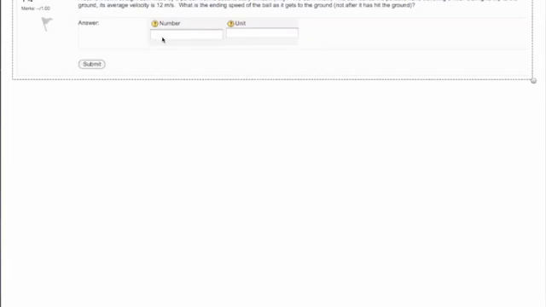Question 1. A ball is thrown straight downward by a person from a second-story window. The ball leaves the person's hand traveling 8 meters per second. During the trip to the ground, its average velocity is 12 meters per second. What is the ending speed of the ball as it gets to the ground? All right, so we have a person throwing a ball downward.